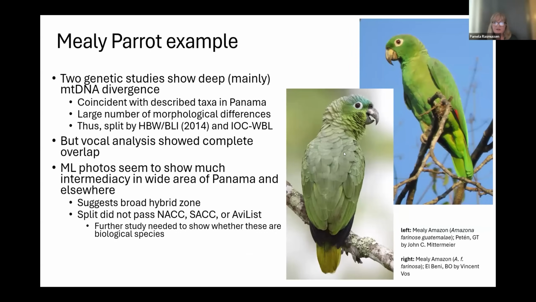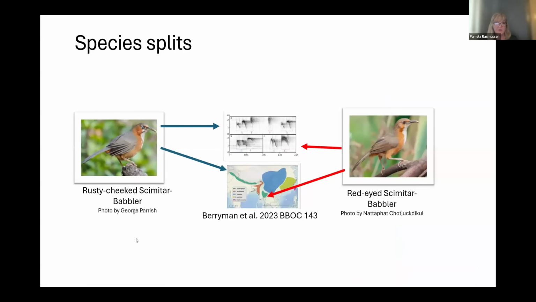But here we have two very different looking parrots that were split by BirdLife. Deep divergence, but it turns out their vocalizations are very similar. When we looked at the large number of photos from Panama, especially, we found all manner of intermediates. And this needs to be analyzed more carefully, but it doesn't support the separate species hypothesis.